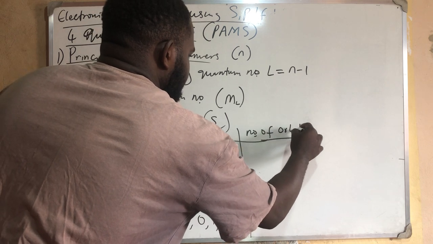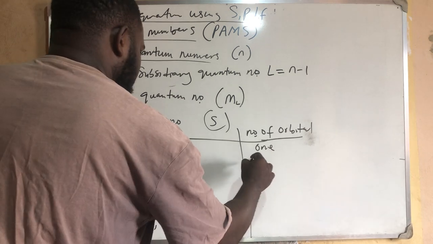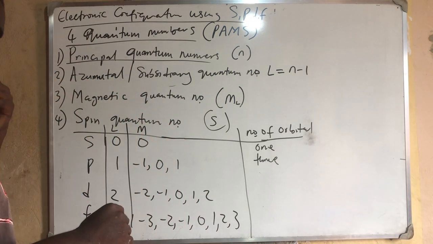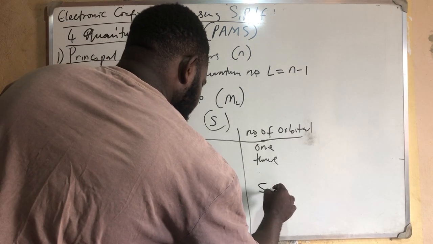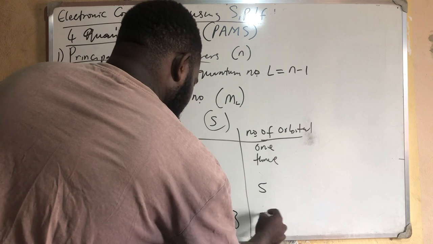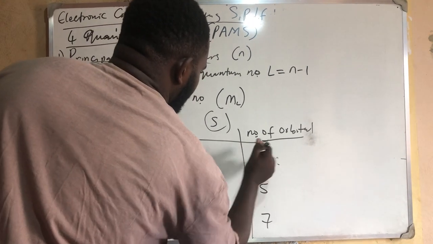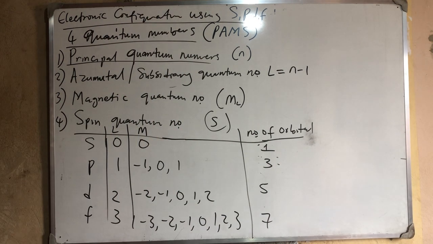Number of orbitals. This one is just one orbital. Why is this one what? Three orbitals. Why is this one what? This one is five orbitals. Why is this one what? Seven orbitals. So this is one, let me write it, one, three, five, and seven. All right? For SPDF notation.